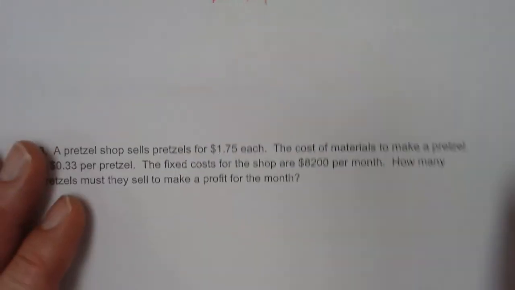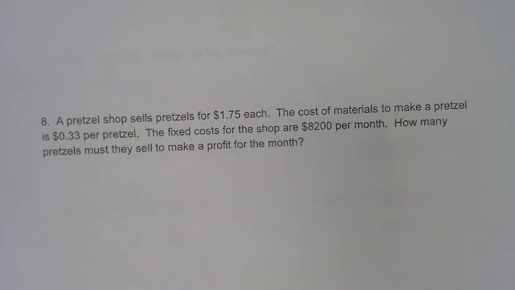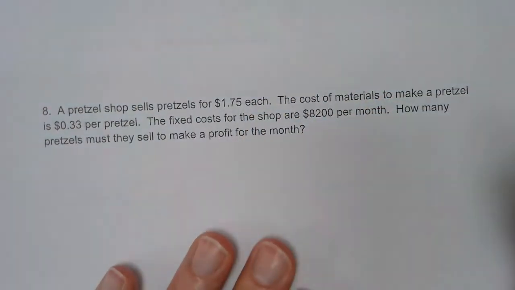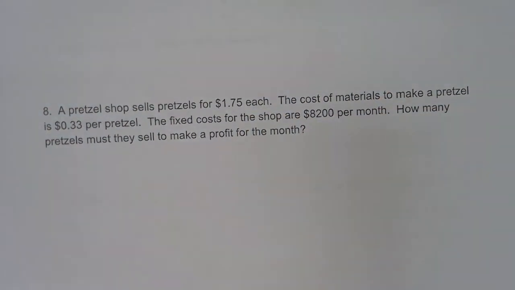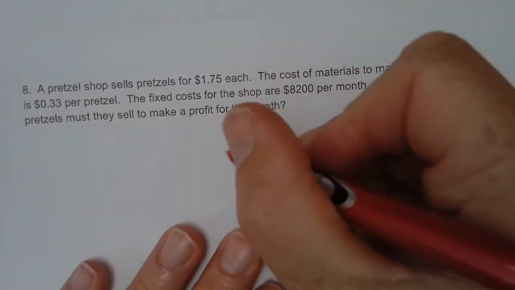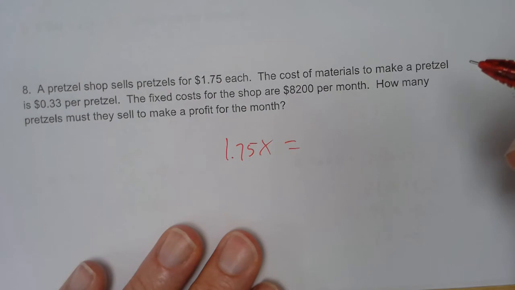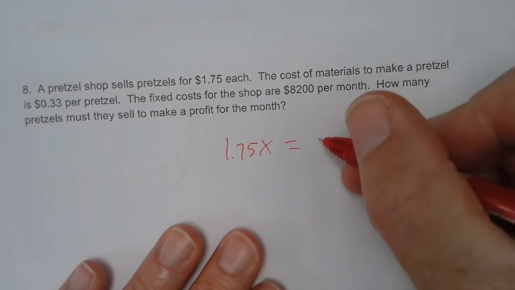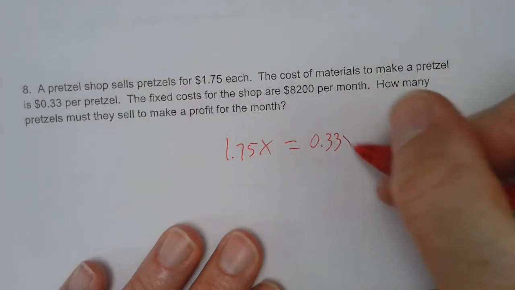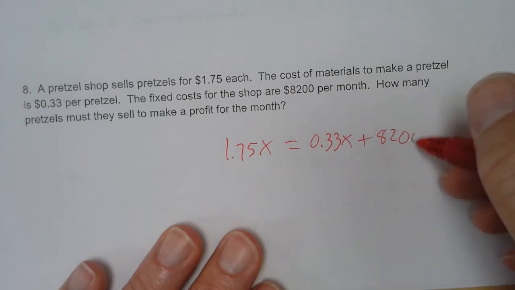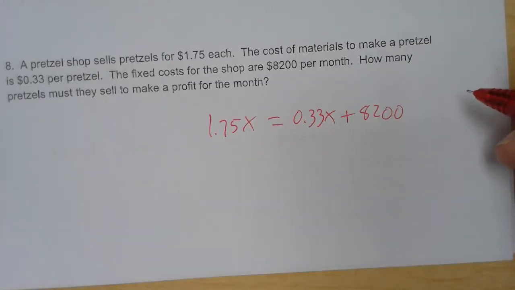All right. And then now there's the pretzel shop problem. The one we did out of the book was bagels. So this one's pretzels. It's basically the same thing. So we're selling them for $1.75 each. That'd be my revenue. How many pretzels do we need to make a profit? So they're $1.75 each. And then our fixed costs, we got to sell a lot of bagels. 33 cents per thing, and then $8,200 per month. This is a whole crap ton of bagels that we have to sell here.